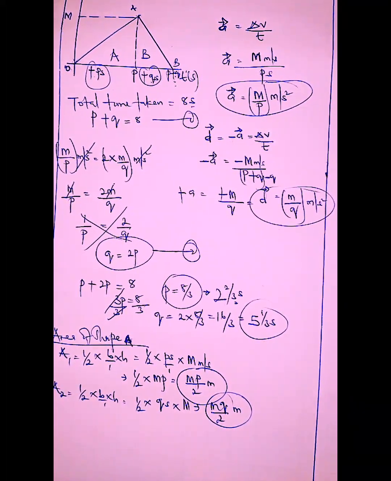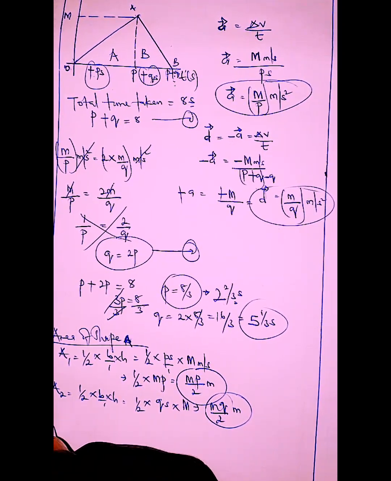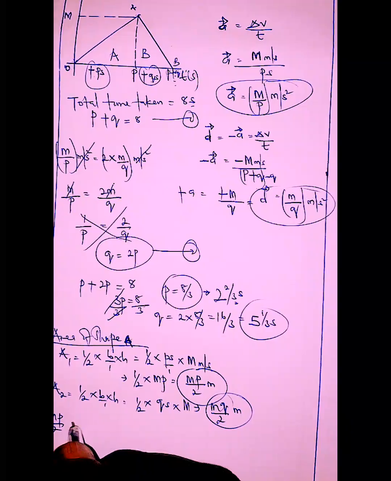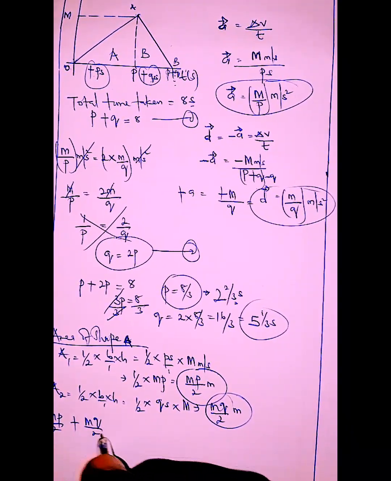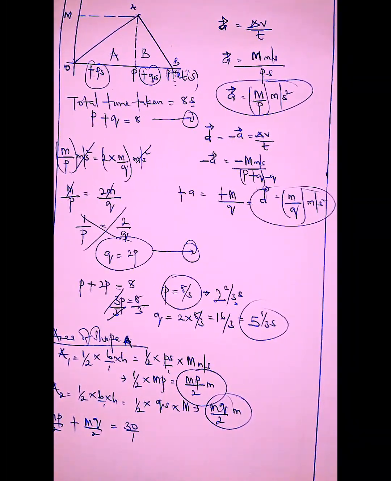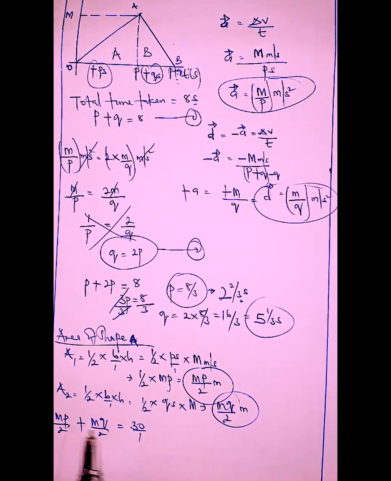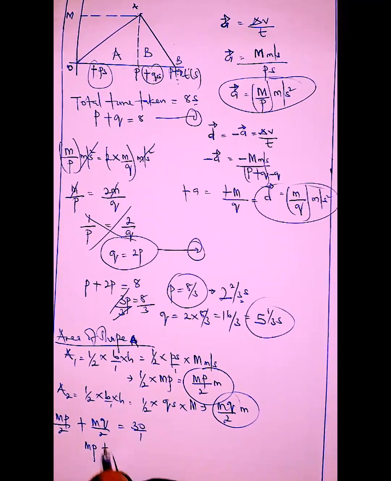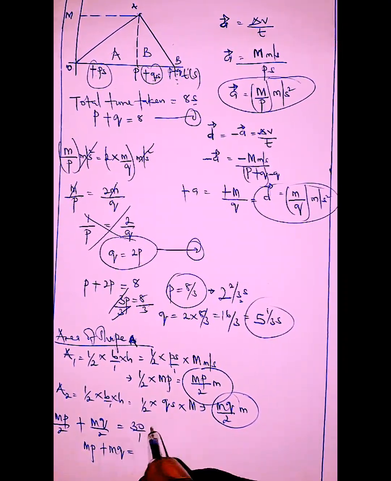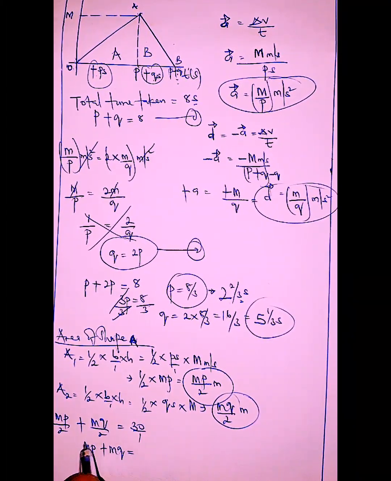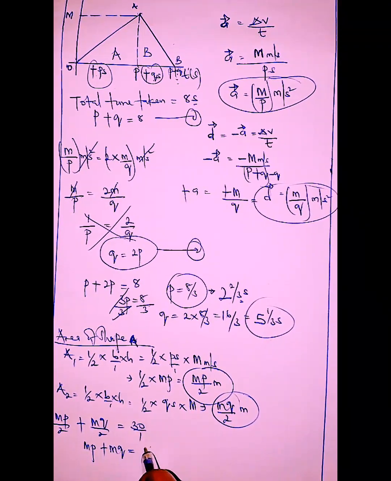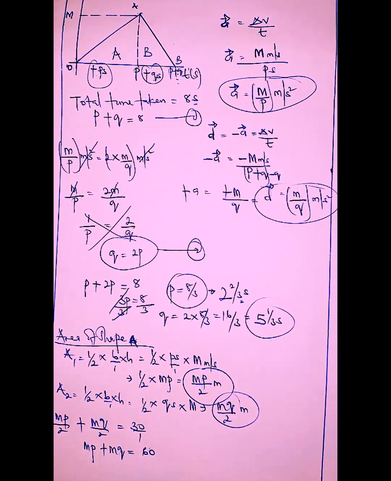That's what it is. So we're going to sum up the first area and the second area together, which will give us the total distance traveled. The total distance, as stated, is 30 meters. So let's get it done right away. mp over 2 plus mq over 2 equals 30 meters. We are almost home. So what do we do next? It means mp plus mq equals 2 times 30, which is 60.